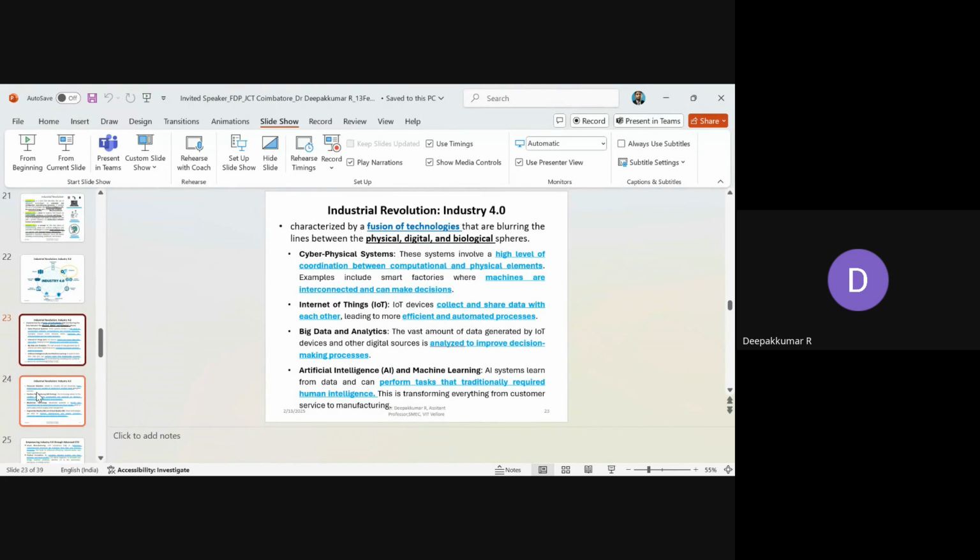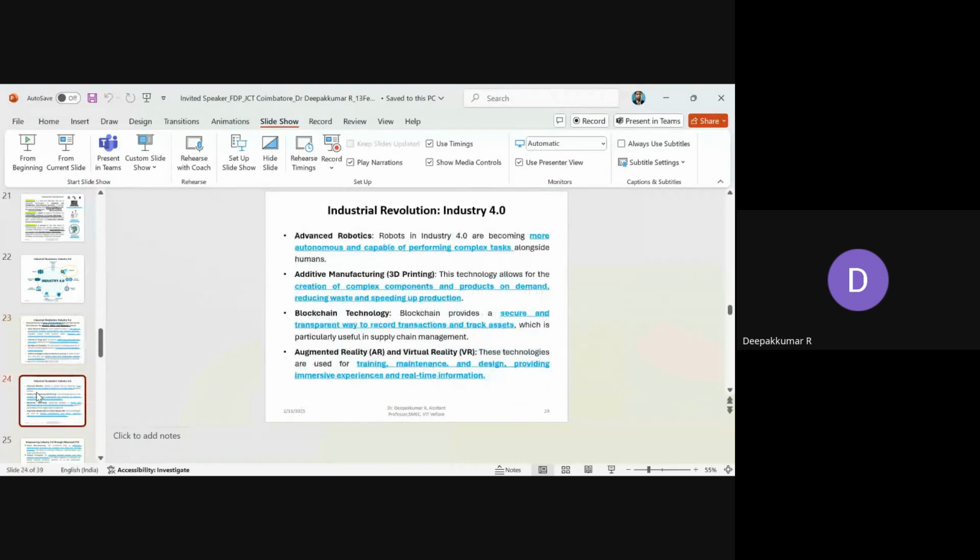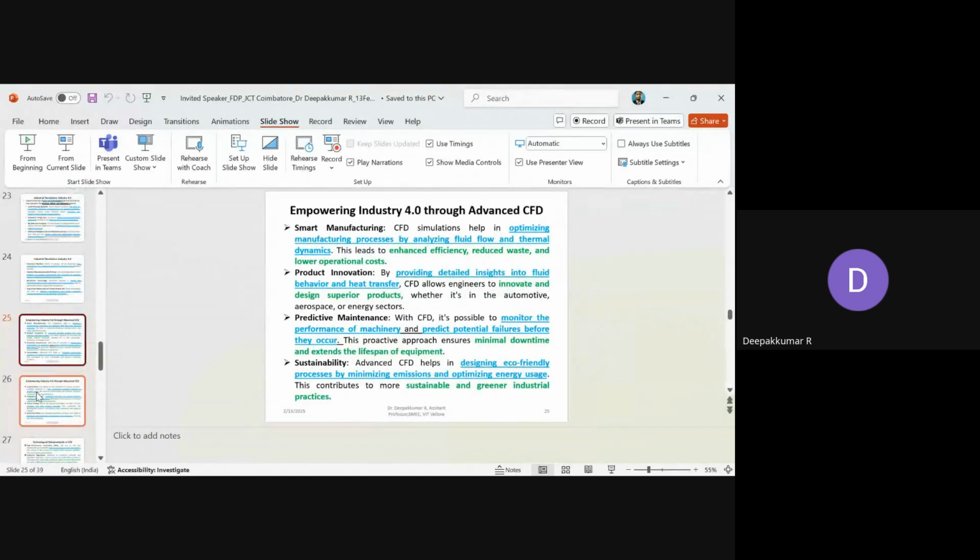And I don't want to repeat these Industry 4.0 key terms. I just keep these two slides, and now I'm moving to empowering Industry 4.0 through advanced CFD. So the first one is smart manufacturing. CFD simulations help in optimizing manufacturing processes by analyzing fluid flow and thermal dynamics.